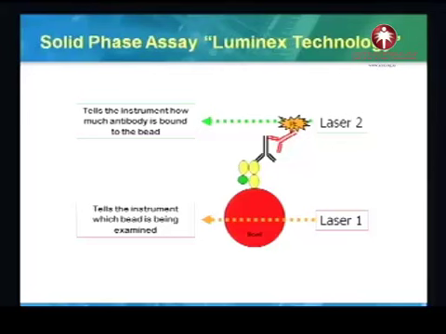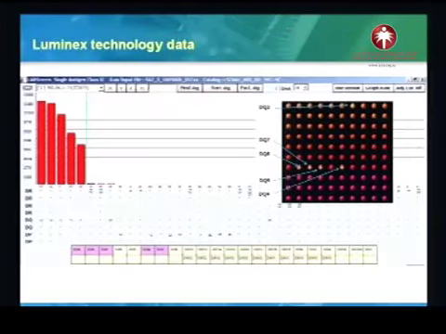So it's very simple. You have beads coated with HLA molecules. When you have antibody, it will bind to it. You use secondary antibody to detect the binding. Then the machine will tell you if it is positive and what is the specificity. And I will show you an example now.